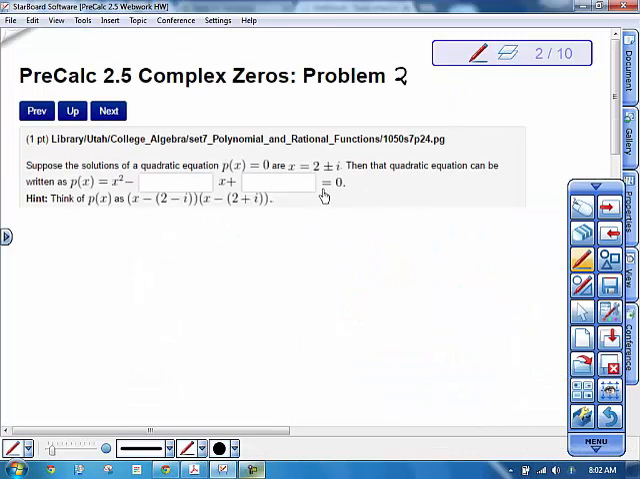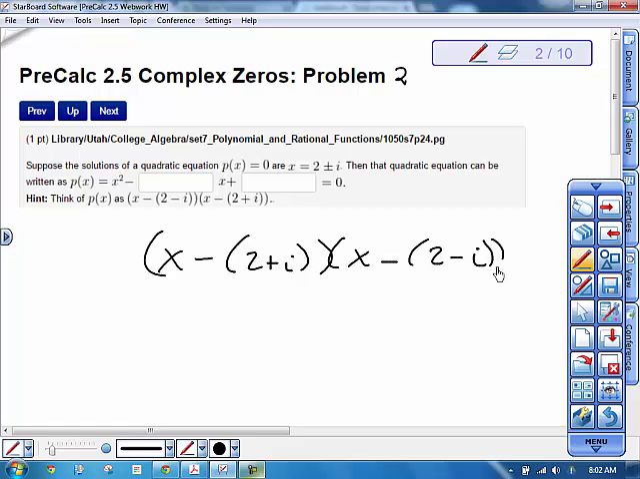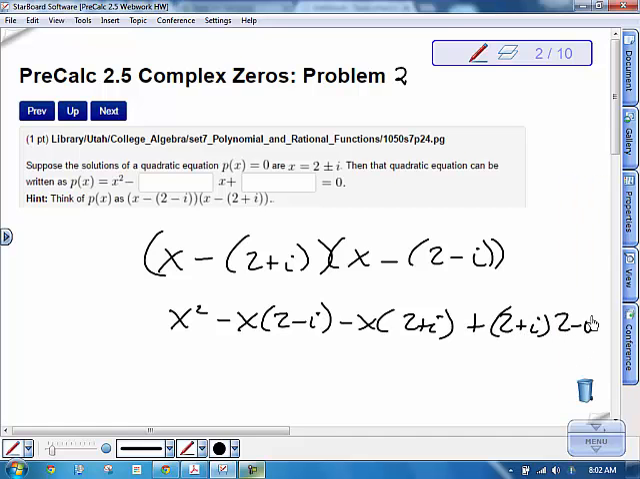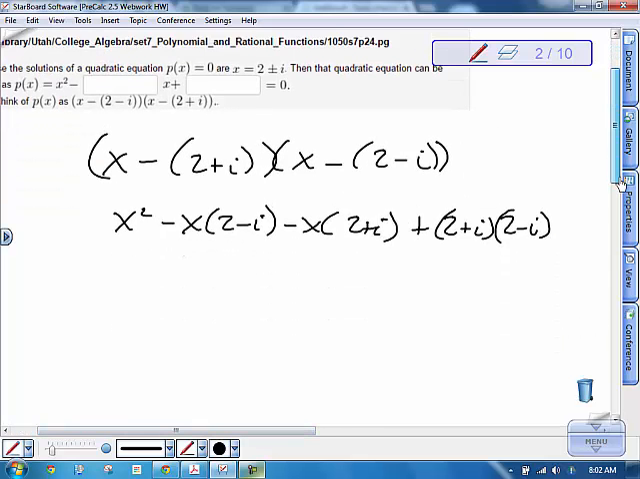Okay, this problem's somewhat similar to the last one. They give us two of the zeros, they're complex, and then they tell us just to find that polynomial. So if the zero is 2 plus i, for example, it would be x minus (2 plus i), times x minus (2 minus i). And I can just factor that out. So x squared, I have negative x times (2 minus i), and then negative x times (2 plus i), and then positive (2 plus i)(2 minus i). And I just need to simplify this now.